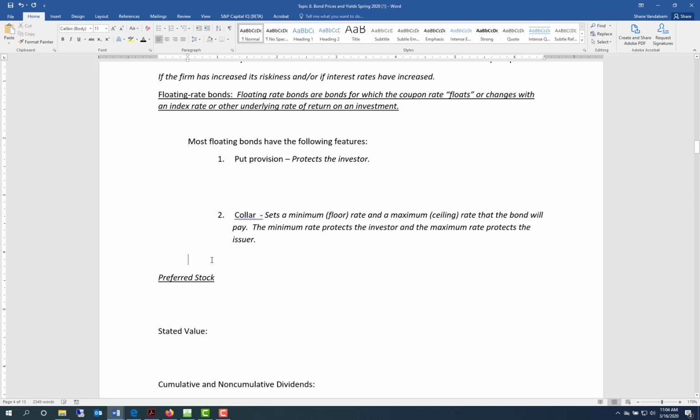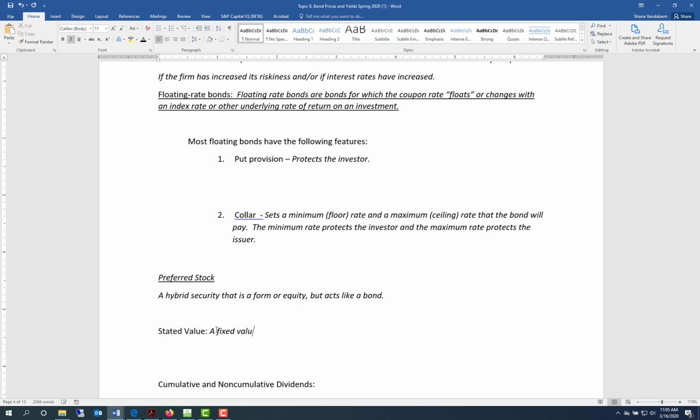Preferred stock is a hybrid security. That is a form of equity, but acts like a bond. Like a bond, a share of preferred stock has a stated value, and this is also known as the par value of the stock.